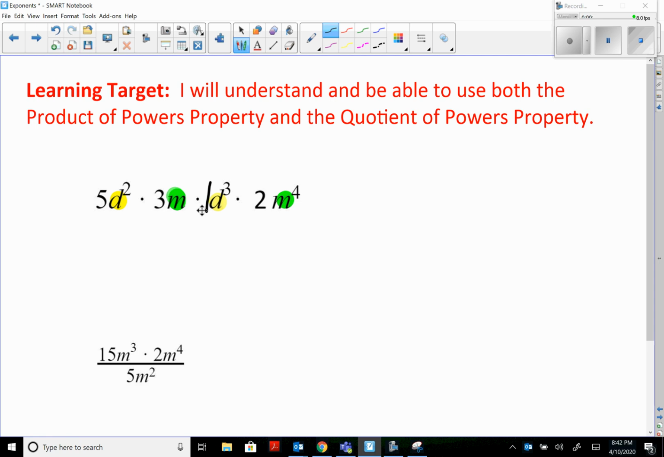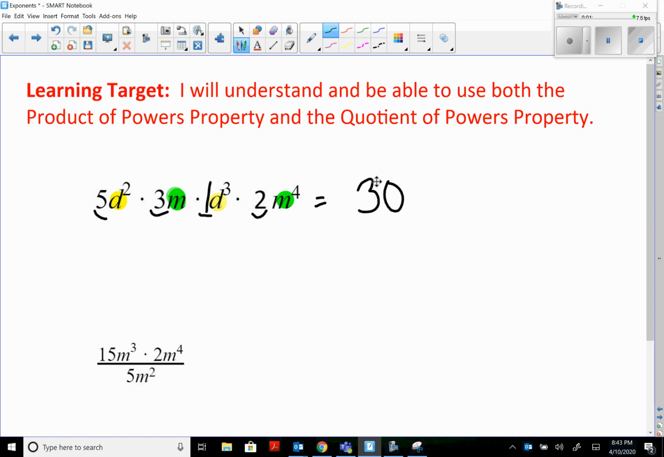So when you're multiplying and you have coefficients other than just 1, you can just multiply those coefficients. Multiply all of them together. So 5 times 3 is 15, times 1 is still 15, and then times 2 is 30. So I know that my new coefficient is 30 because I just multiplied all my coefficients. It doesn't matter which variables they're with.